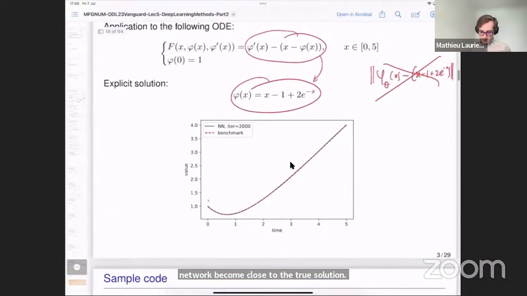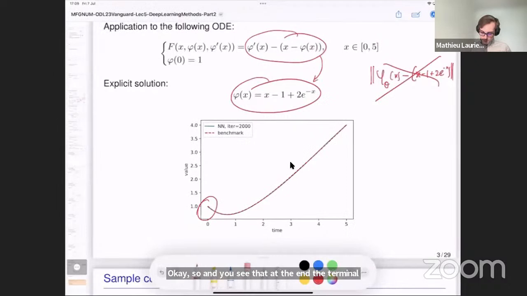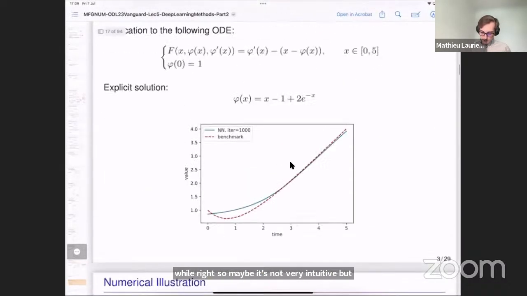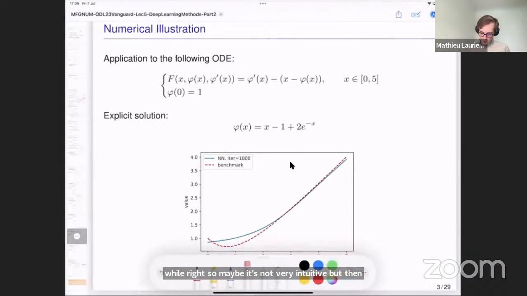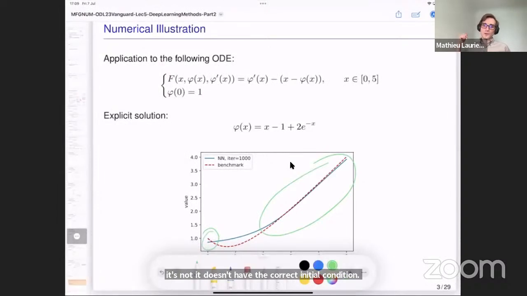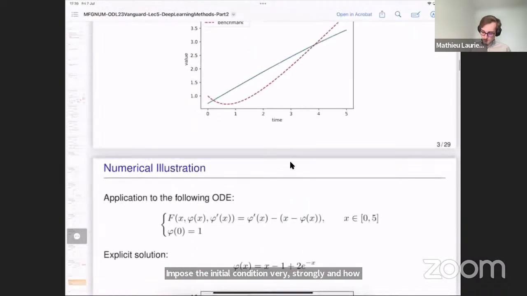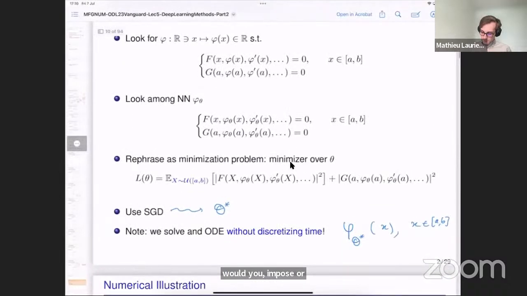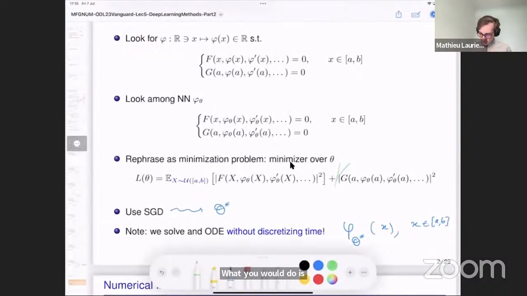And you see that at the end, the terminal condition is matched, but actually it takes a while. Maybe it's not very intuitive, but the neural network here is not perfect, but it's not so bad, particularly in this region. But here it doesn't have the correct initial condition. So you may say, well, let's try to impose the initial condition very strongly. How would you incentivize the initial condition? If I go back, what you would do is put a very large constant here. If you do that, then the loss function will give a lot of weight to the initial condition and less weight to the residual. So you can hope that the neural network is going to learn very quickly the boundary condition.